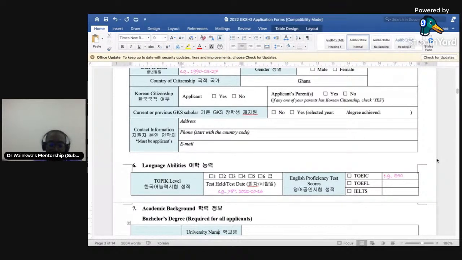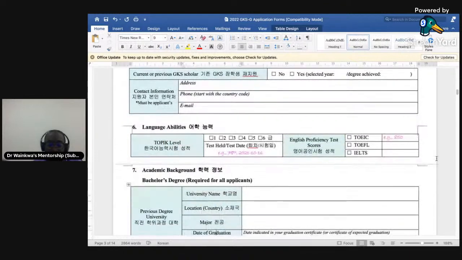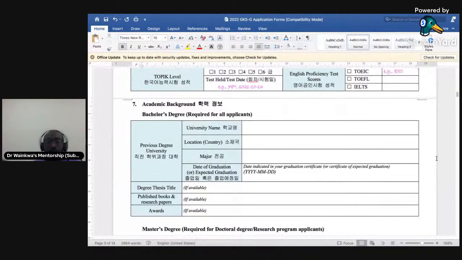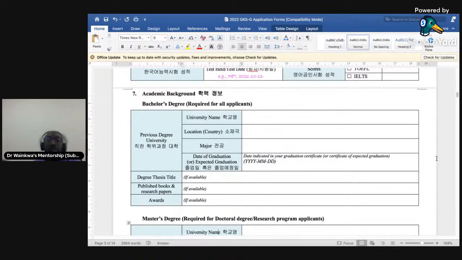We keep going. Yes, academic background. For bachelor degree, required for all applicants, you need to write where you had your university degree, the country location, the major, and the date of graduation, or expected graduation. This is important because during my year, I had not yet finished.